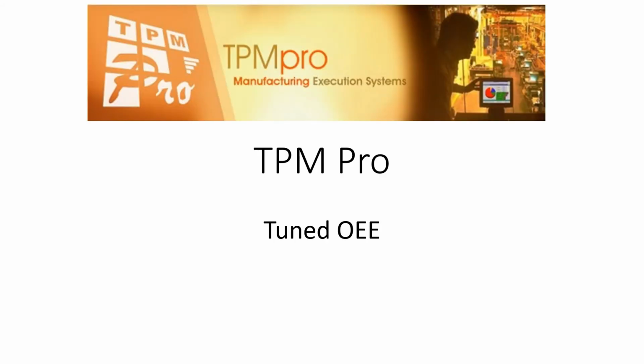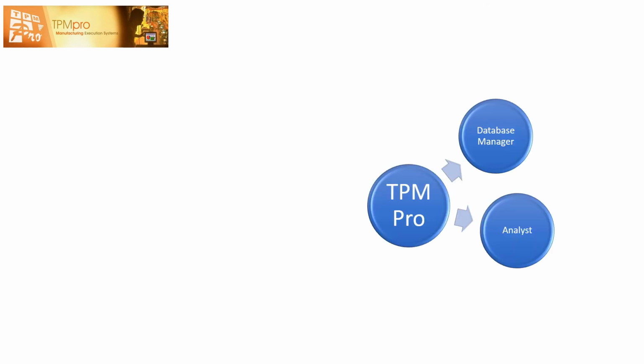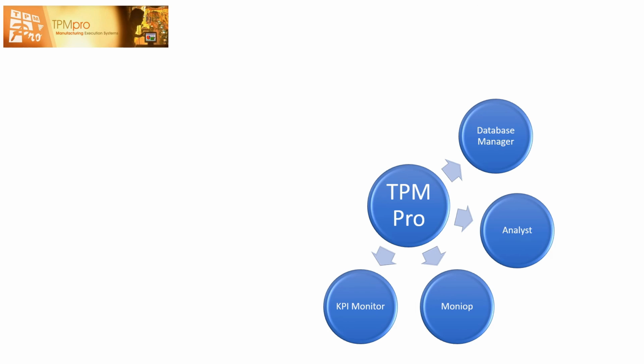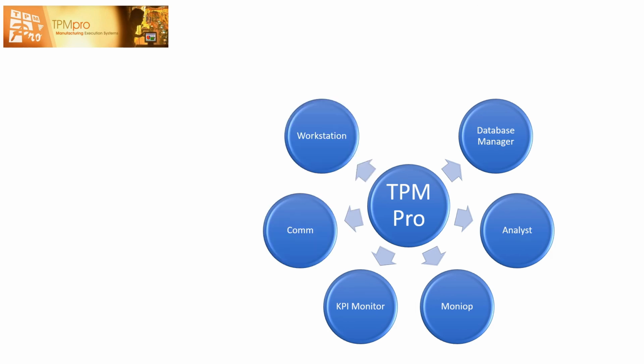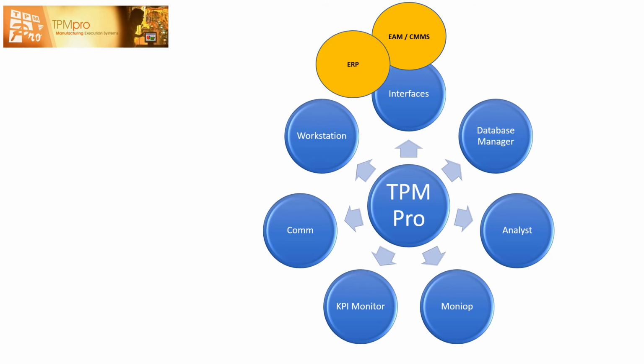TPM Pro Tuned OEE is versatile and allows having bidirectional interfaces with other systems, such as ERP, CMMS, EAM, APS, avoiding duplication of data in more than one system and sharing valuable management information. Thus, there are interfaces for SAP, BPCS, JD Edwards, and several others.